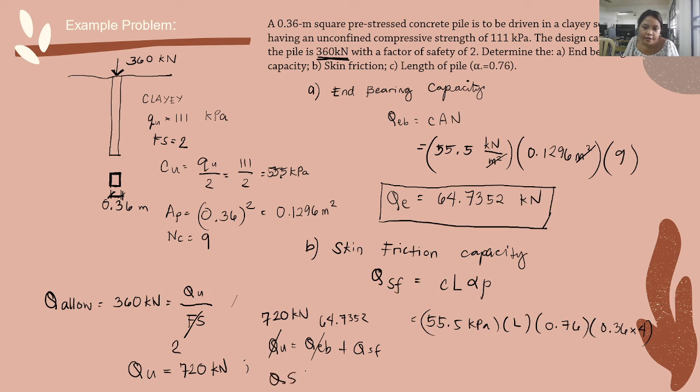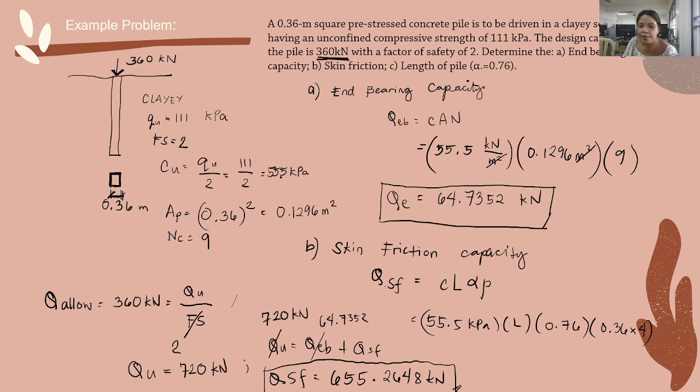So QSF is simply 720 minus your bearing capacity na 64.7352. You will have a value of 655.2648 kilonewton. O, di yun ang ilalagay mo dito sa ating QSF. So, meron ka na pala agad-agad na value ng QSF. So, natumbok mo. Ang huling hahanapin natin ay length.